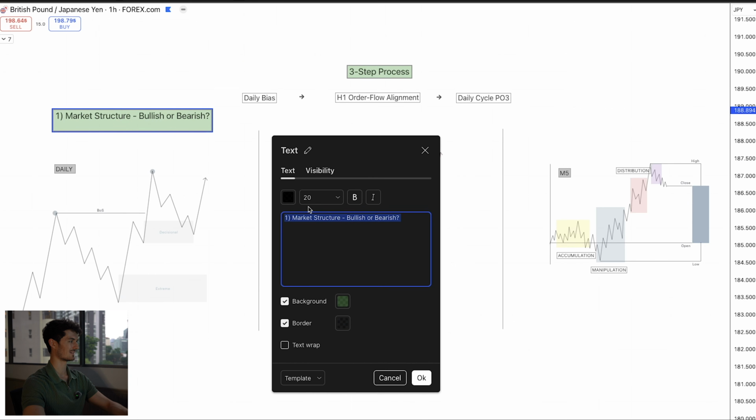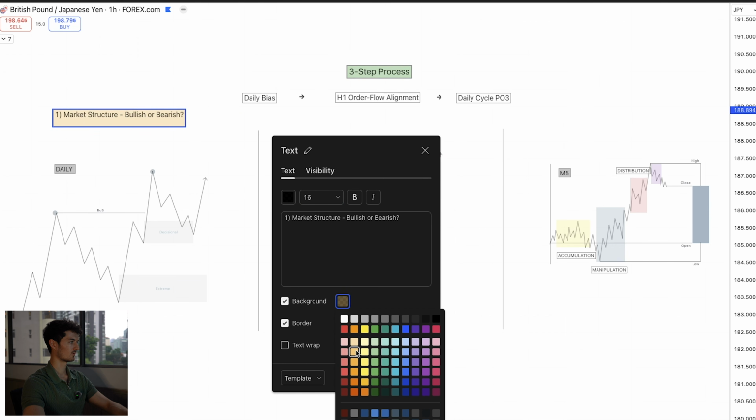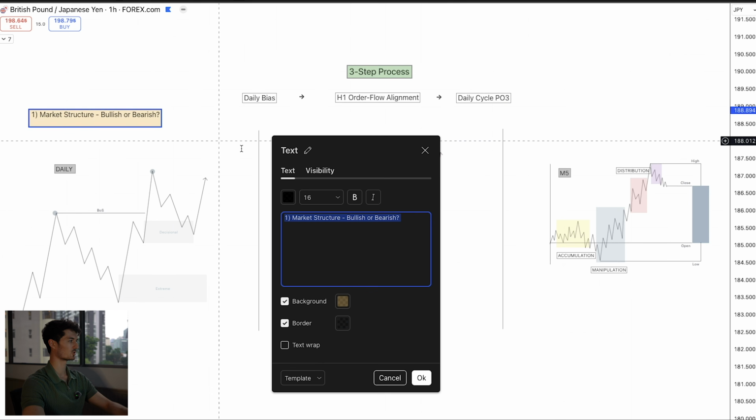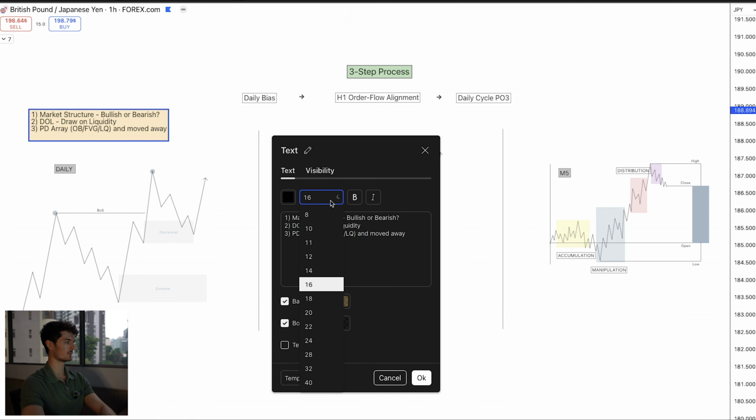Let's just tidy this up a little bit. Market structure. Are we bullish or bearish? In other words, are we making higher highs, higher lows, or lower lows, lower highs? Second, where's the DOL, the draw on liquidity? That supports market structure. And then third, have we tapped into a PD array: OB, fair value gap, liquidity sweep? This is what you want to come down to.